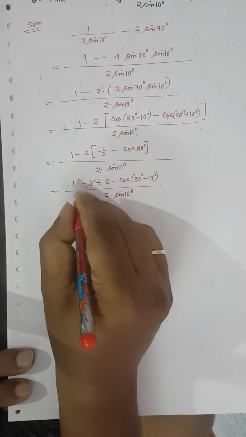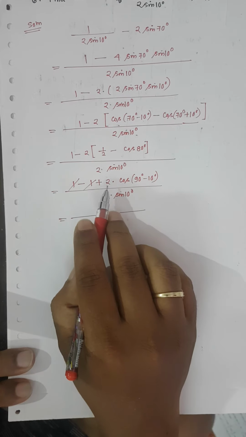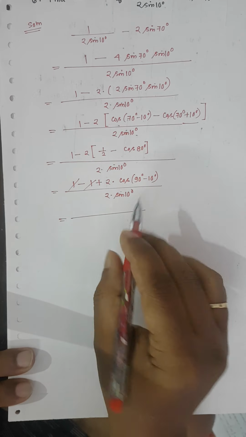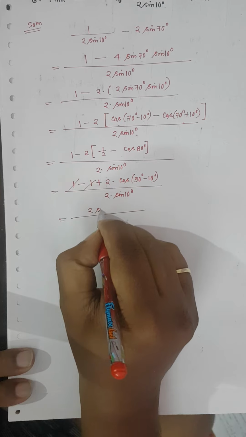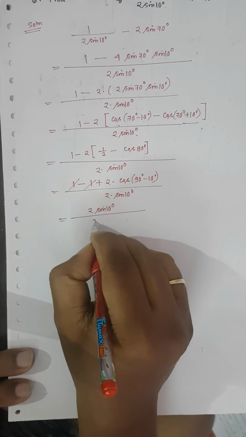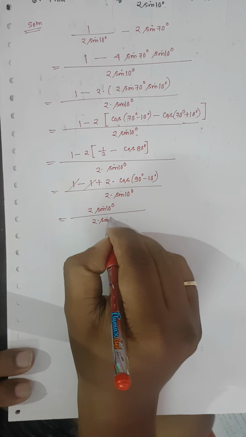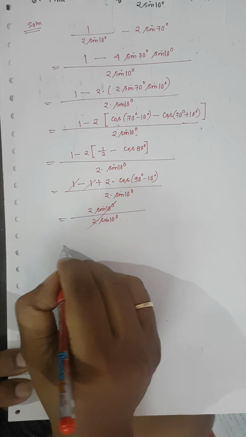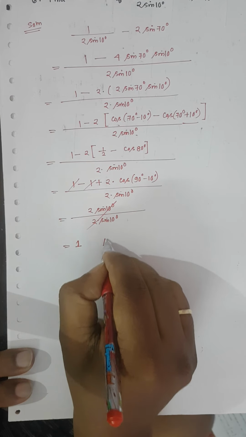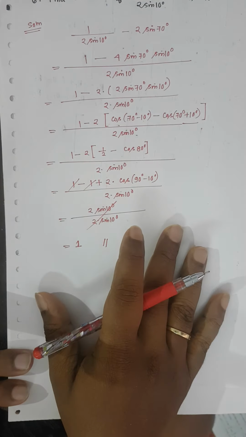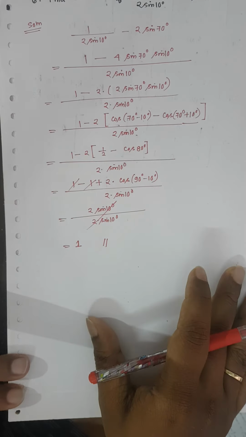Now calculate, 1 1 cancel. What is cos 90 minus theta? It is sin theta. So it is twice sin theta by twice sin theta. Now cancel, the result will be 1. So the value of this is equal to 1. This is a very good problem.